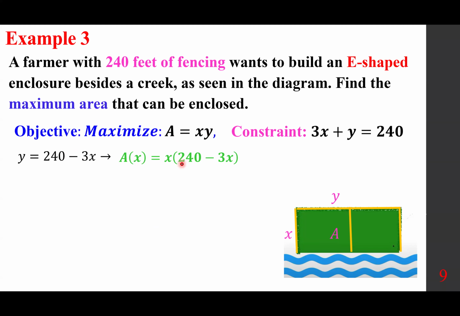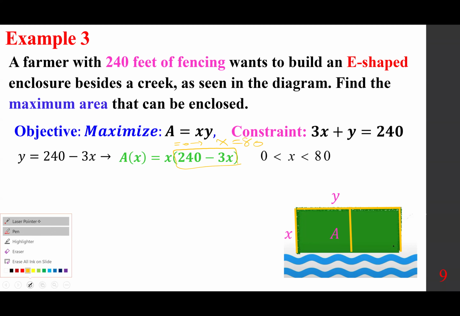We figure out the domain is 0 to 80 because x represents a dimension, so it has to be positive on the one hand. On the other hand, if we set this one equal to 0, x becomes 80. So when x is 80, the area becomes 0. That can't be. And if you choose a number larger than 80, this 240 minus 3 times x becomes negative. Negative times positive is negative. The area can't be negative. So that would be the domain, everybody.